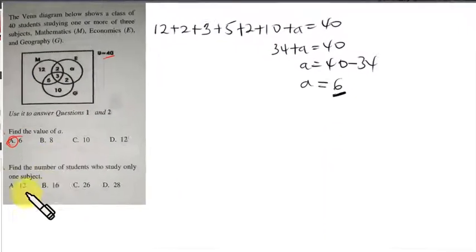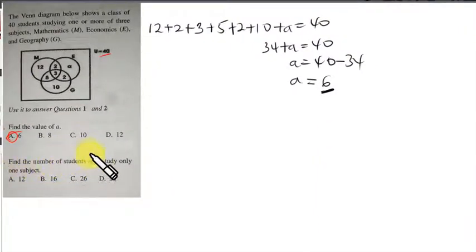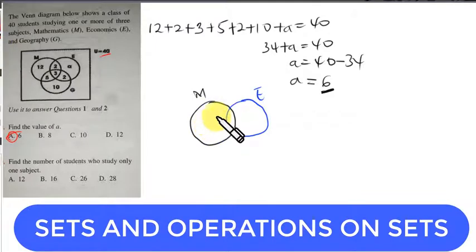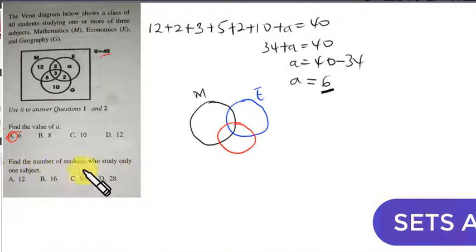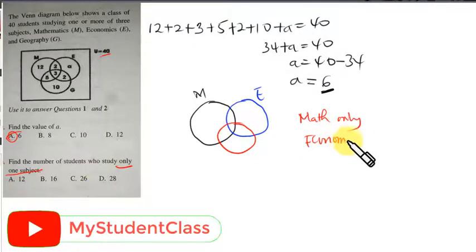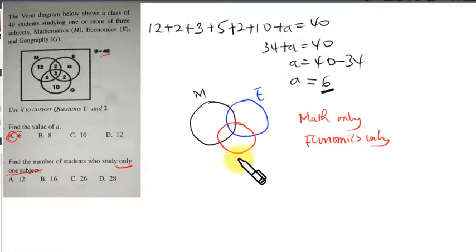All right, so we look at question 2, and it says that we have to find the number of students who study only one subject. Now when you're dealing with 3 such problems, let me try to draw this. Let the black be the first one, that is the circle for mathematics. Let me use a blue ink for that of economics here, and then let me use the red ink for that of geography. Now if you look at this, when we say those who study only one subject, it means those who study only mathematics, or economics only, or geography only.